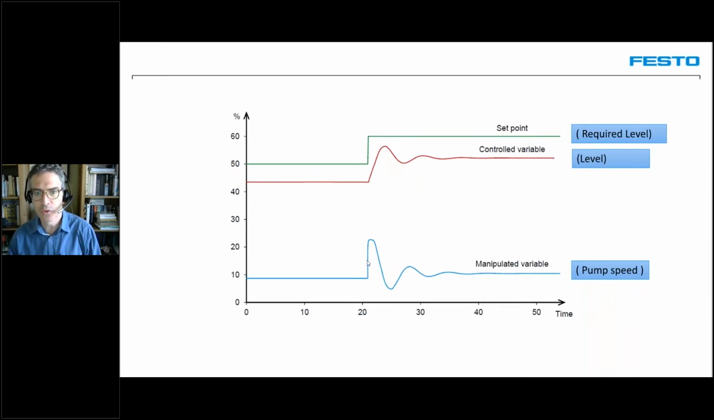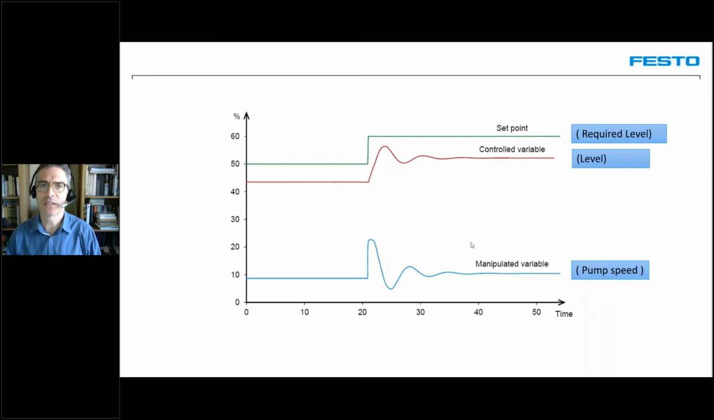So the pump speed, of course, will increase to increase the level in our tank to reach the new set point. Okay, and then when the controller realizes that the level is increasing too much, it will slow down the pump because it doesn't want to overshoot the new set point. But then the level will start decreasing, so the controller will respond to that by increasing the pump speed again to eventually reach the proper value.